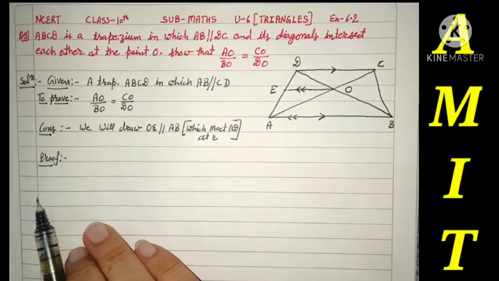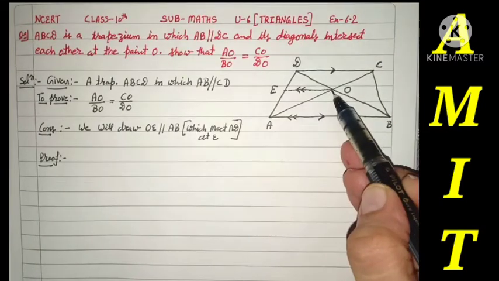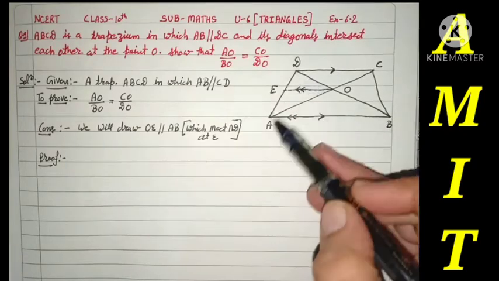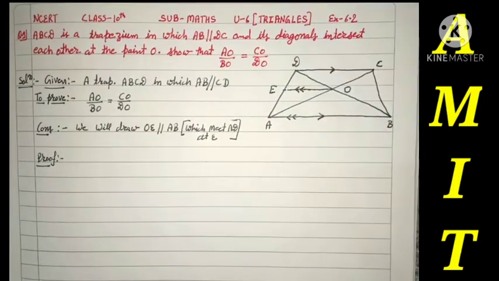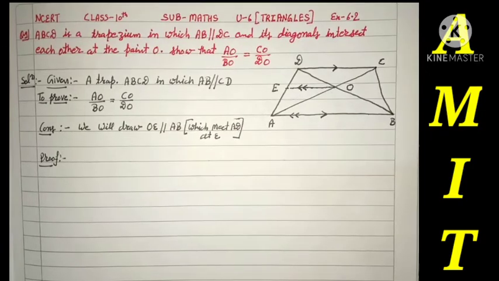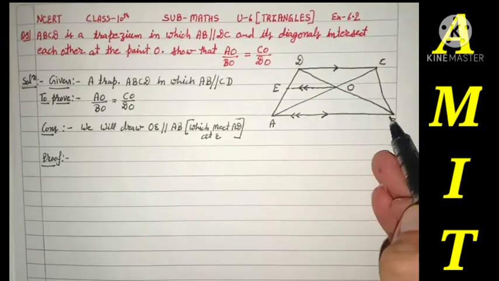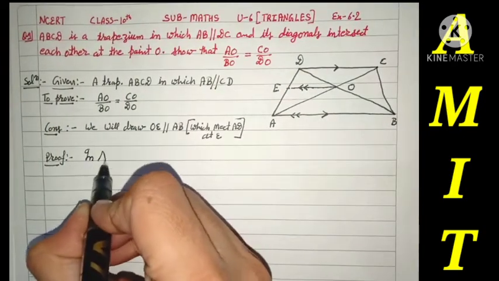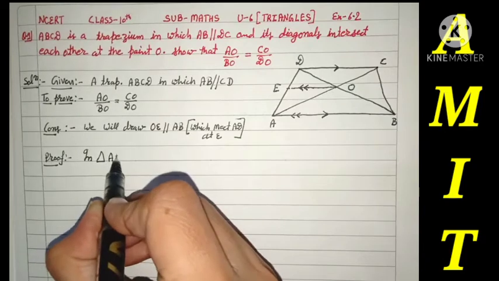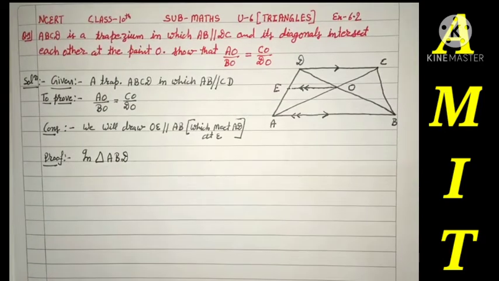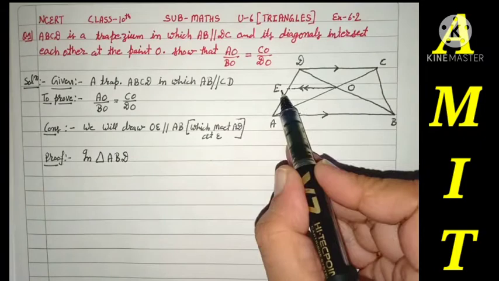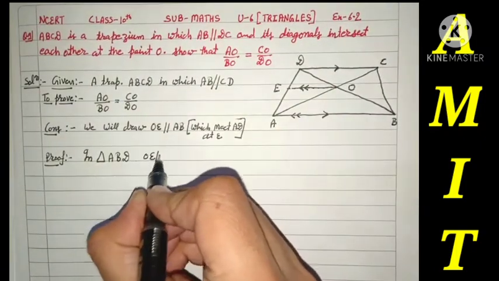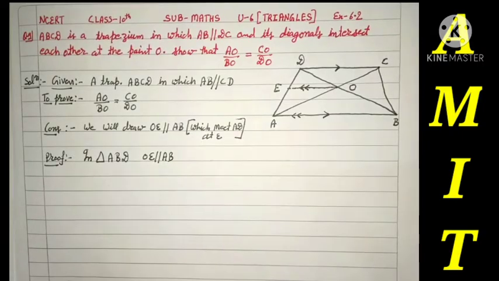Now we are going to do construction. From point O we will draw OE which is parallel to AB and it is meeting AD at point E. Now students, if we focus on triangle ABD, in triangle ABD, OE is parallel to AB by construction.